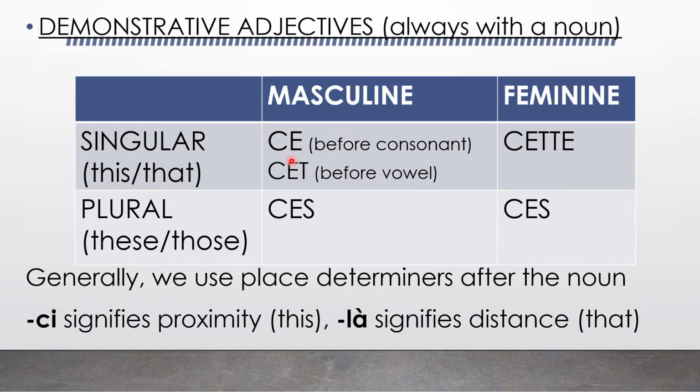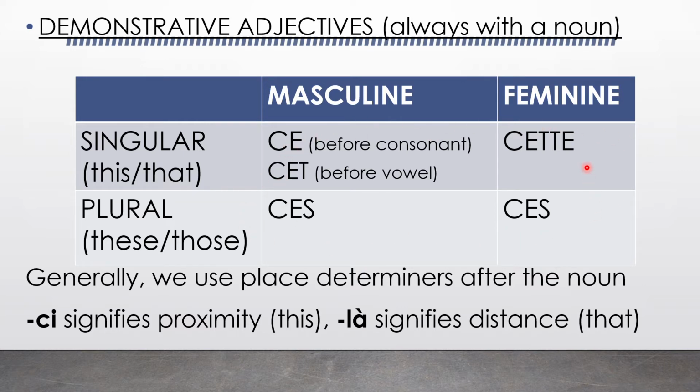So how do you make the distinction whether you're talking about this or that? You will have to say ci, or you'll have to say là. That will come after the noun. So ce garçon-ci would be this boy. Ce garçon-là would be that boy. So the ci and the là only stand for the place. Whether you're talking about this or that, it has no bearing on the gender. The gender will give you the clue as to which of these you have to use.